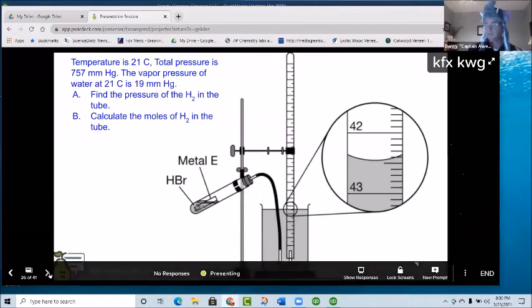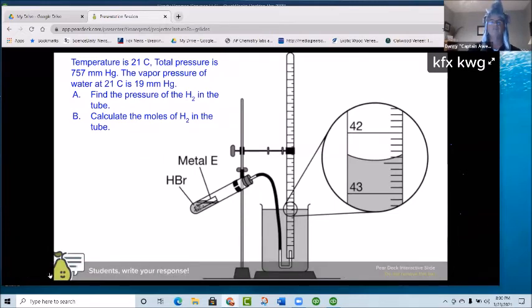So in this particular gas law problem, they want you to find the pressure of the hydrogen in the tube. The chemical reaction produced hydrogen and it bubbled up through the water into the tube. But you have to remember that when you bubble gas through water, there's not only that gas in the tube, there's also water vapor. So for part A, go ahead and find the pressure of just the dry hydrogen in the tube.